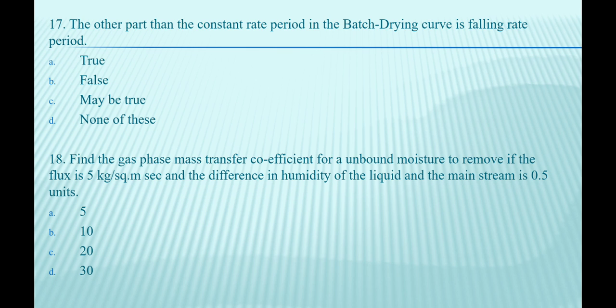Then the other question is, the constant rate period in the batch drying curve is falling rate period. Option A true, B false, C may be true, D none of this. So the correct answer is A, that is true.